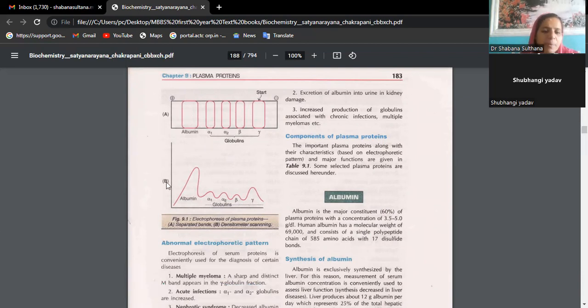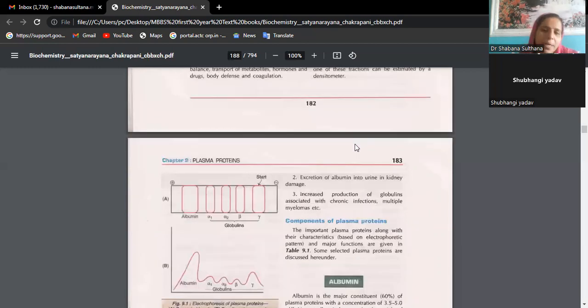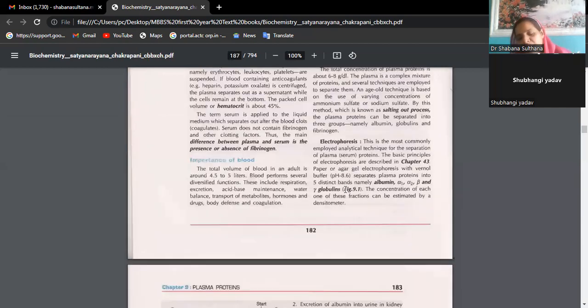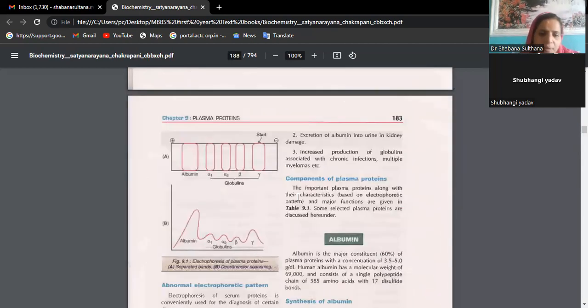This is one more mechanism which is called densitometer scanning. Densitometer scanning is not so important, but usually this electrophoretic technique will help in the formation of separate bands, which will help us identify whether it is albumin or fragments of globulin.